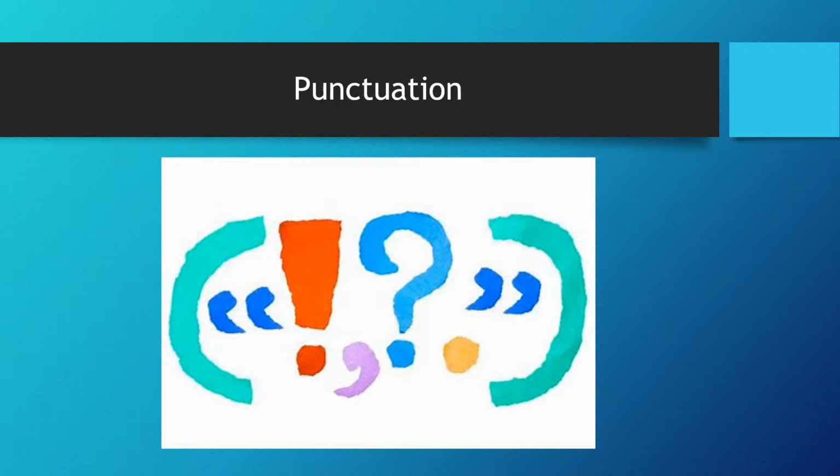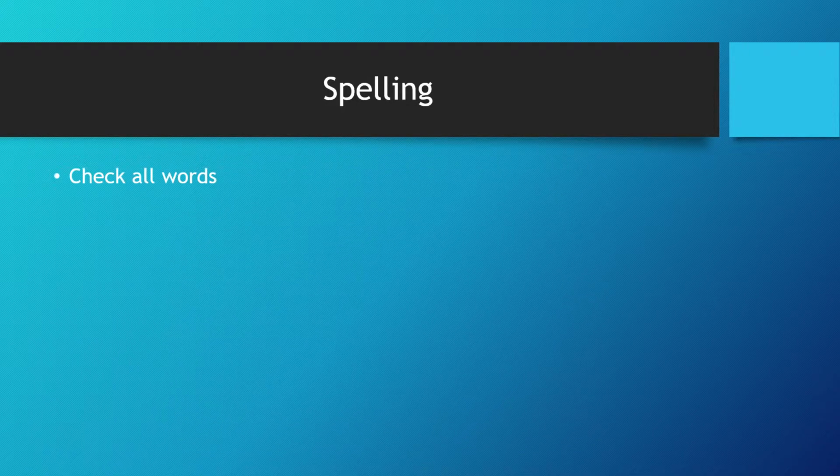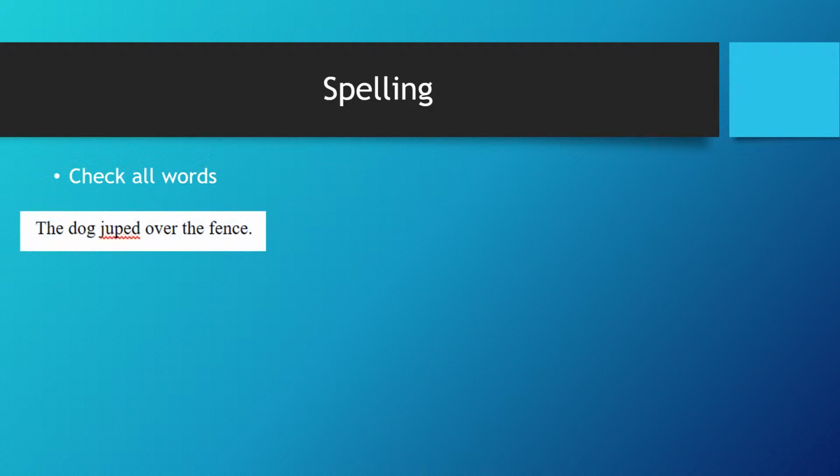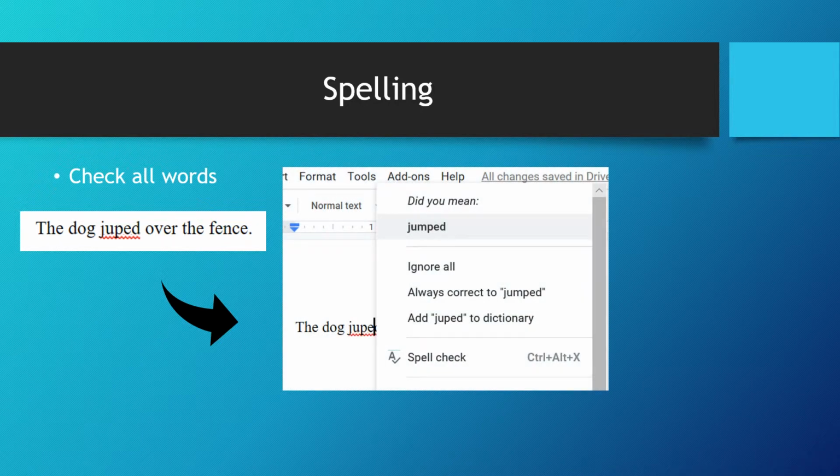The P in CUPS is punctuation. When reading through your work to edit, make sure you include all necessary forms of punctuation. Insert or remove them as necessary. Remember, this includes parentheses, quotations, exclamation points, commas, question marks, and periods. S is for spelling. It is very important that you spell check every word in your document to make sure it is spelled correctly. In Google Docs, most misspelled words will be underlined in red. To correct them, right-click on the word, select the word you want it to be changed to, and it will correct the spelling.